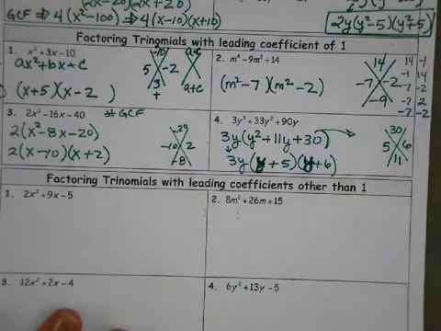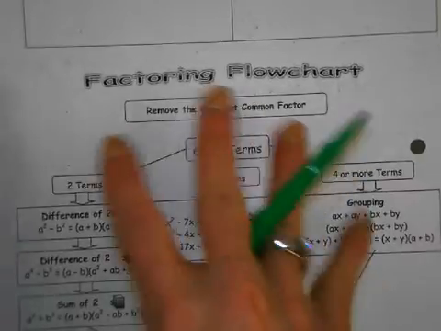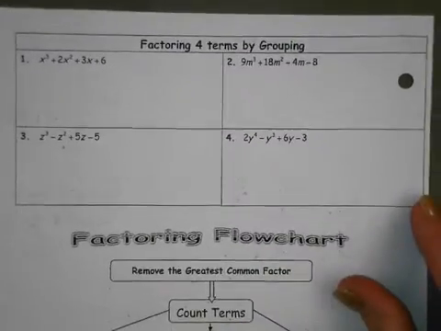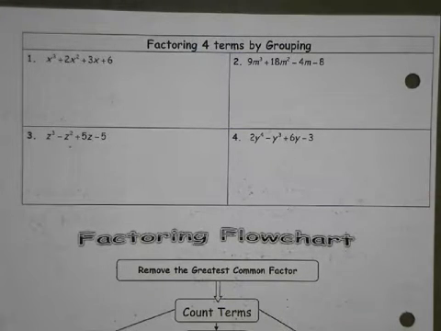Alright. So questions on leading coefficient 1. Alright, we're going to flip. We'll work with this flowchart next time. Don't worry about it. Okay. Alright, so now we're going to factor 4 terms by grouping, okay? I actually like this one. I think this one's fun. I think it's easier, but that's just me.